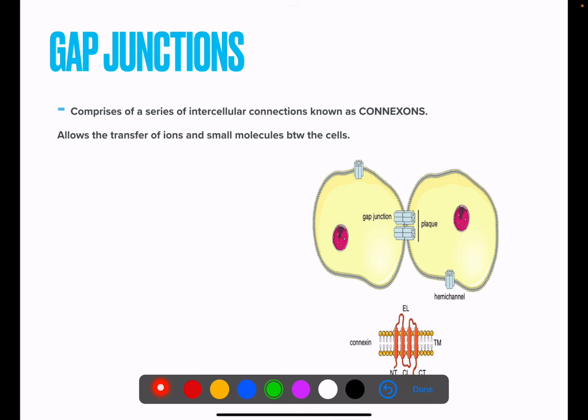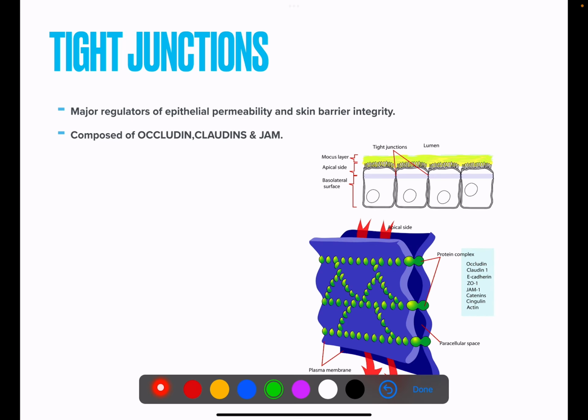Gap junction comprises a series of intercellular connections known as connexons, which allow the transfer of ions and small molecules between the cells. Connexons, connexin. Tight junction: major regulator of epithelial permeability and skin barrier integrity, composed of occludin, claudins and JAM. Occludin, claudin, E-cadherin, ZO-1, JAM, catenin, cingulin, actin.